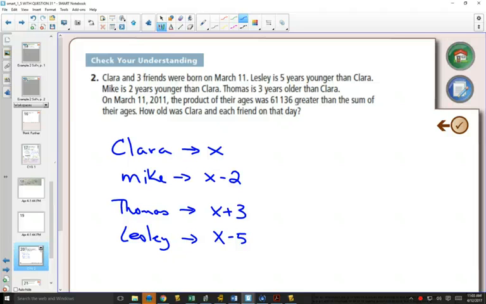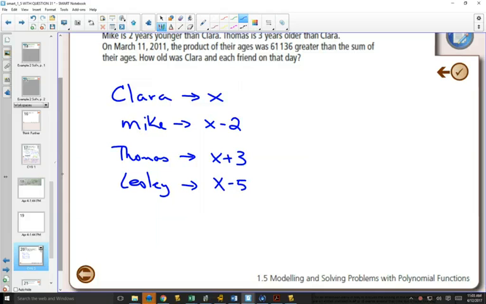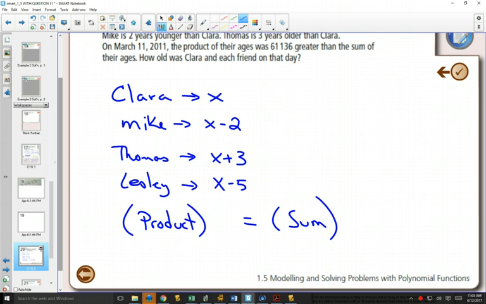The product of their ages was 61,136 greater than the sum. So I'm going to start it out by putting product on one side, just in words, and sum on the other side. Now, they're not equal. But I'm starting off with my equation with product on one side, sum on the other, and saying I know that they're not equal because it says that the product was 61,136 greater than the sum. So how do I use that 61,136 to make them equal? What would I have to do?